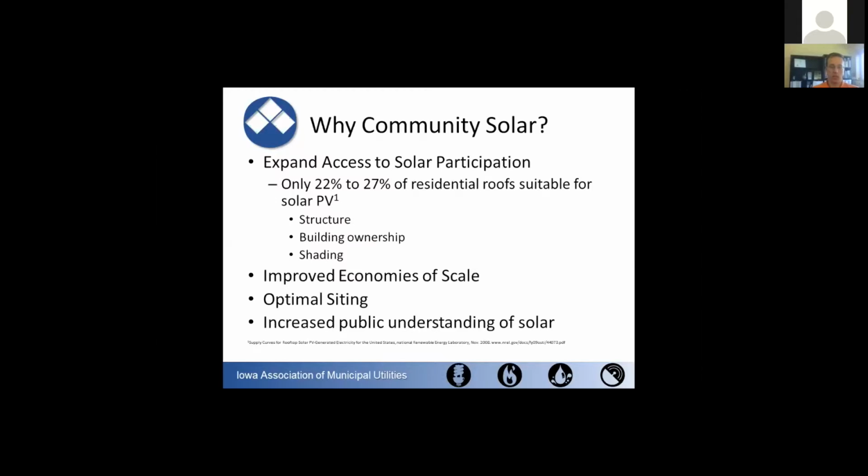Another benefit of community solar is the increased public understanding of solar. Certainly, doing a community event allows quite a bit of public visibility of solar compared to individuals doing solar. I think maybe in the Cedar Falls example we'll hear about later, that might be highlighted, that there's a lot more public discussion of solar in the community due to the community project. So those are just a few of the benefits. There's certainly others, but these are probably the largest benefits to community solar.